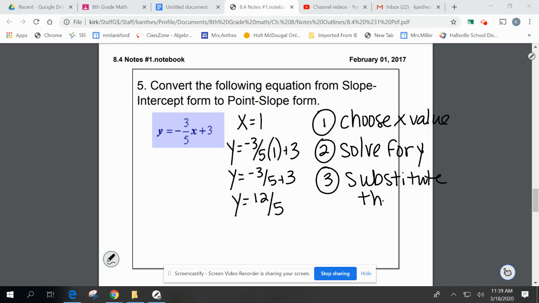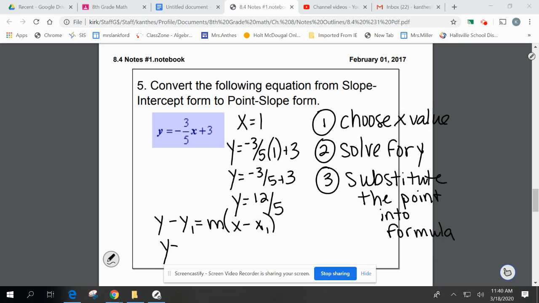Okay, so the next thing you're going to do is you're going to substitute the point into the formula. So you're going to substitute that point into that point slope formula. So y minus y1 equals m parentheses x minus x1. So I'm going to plug in, the minus is always there. So y minus, my y is 12/5 equals my m, which is slope, is negative 3/5. And then I have parentheses x minus my x value, which is 1. Okay, so that would be my entire equation in point slope form.